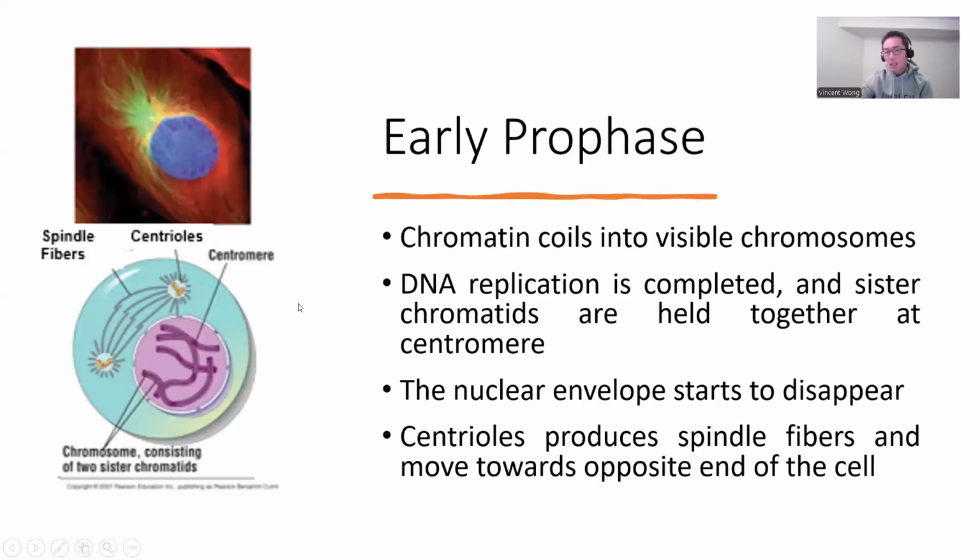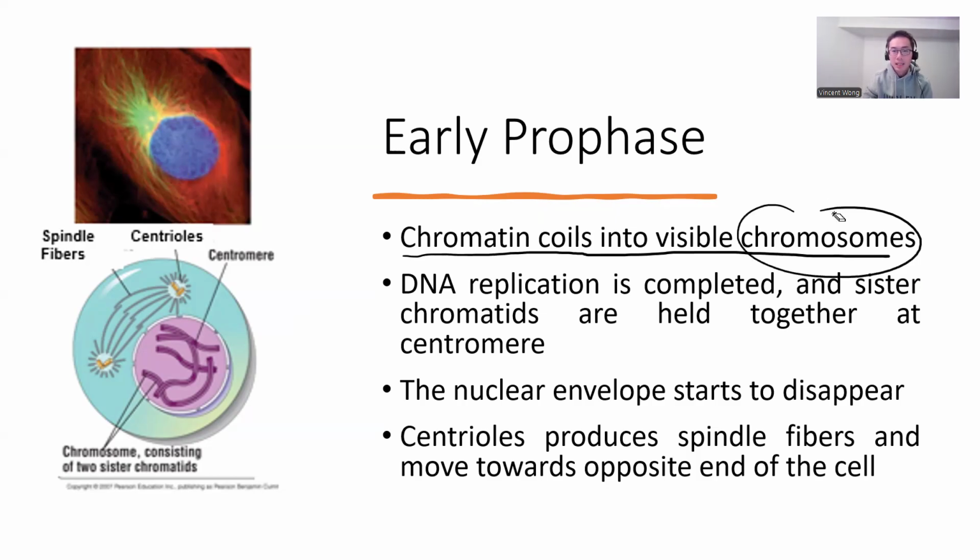Okay, so let's take a look at early prophase. At early prophase, the chromatin coils into visible chromosomes. Now, if you look at the blue stuff, you can see the outlines of the chromosomes, right? They look like little gummy worms, or like really fat noodles. You can see the outlines now because it's more condensed at this point.